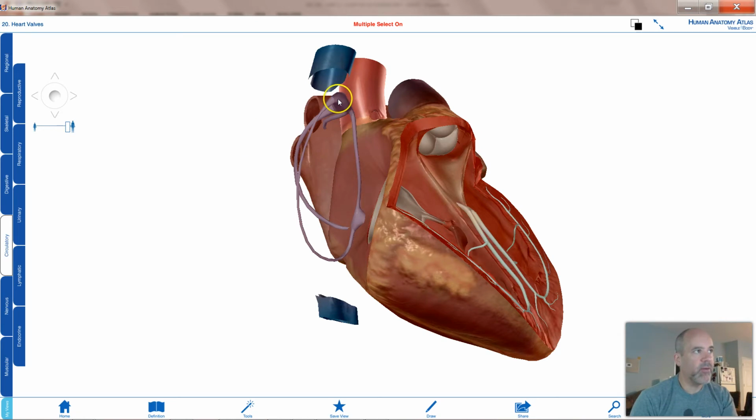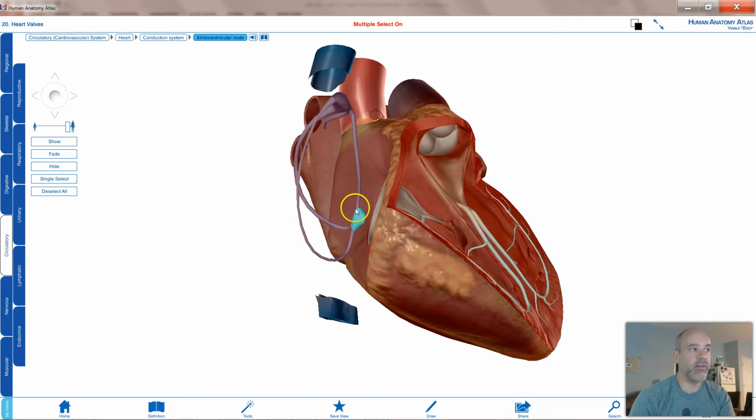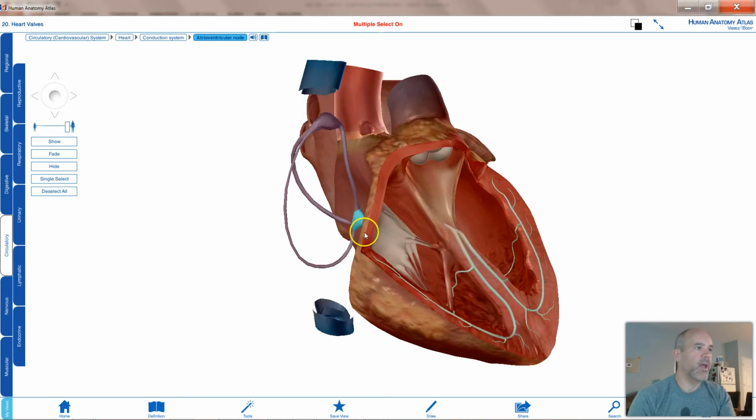So that wave of action potential, electrical activity, eventually leads over here to the AV node. This is the atrioventricular node. You've got another little cluster that's located there. And it's actually going to pause there temporarily. You have a little bit of a delay before it spreads onward from there. And we're going to talk about why that is later.